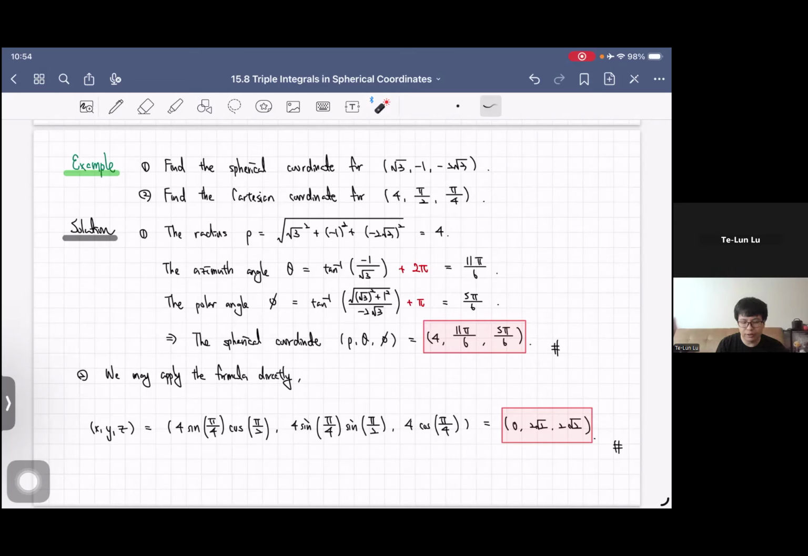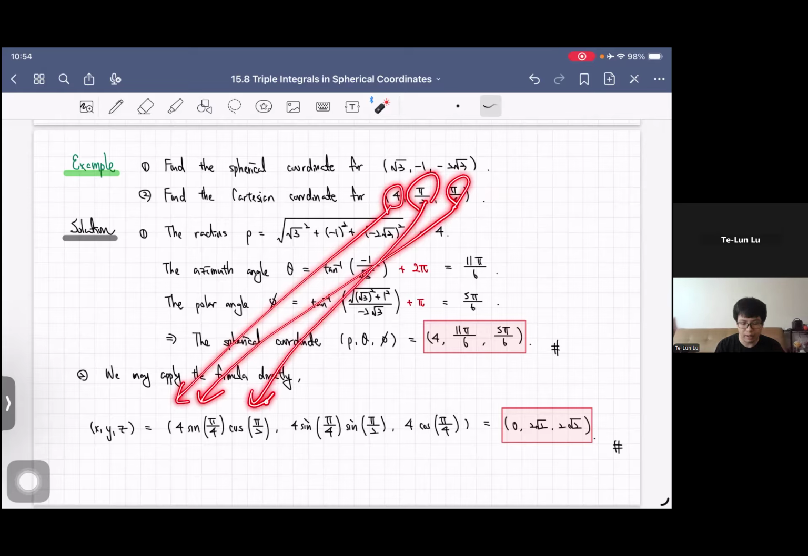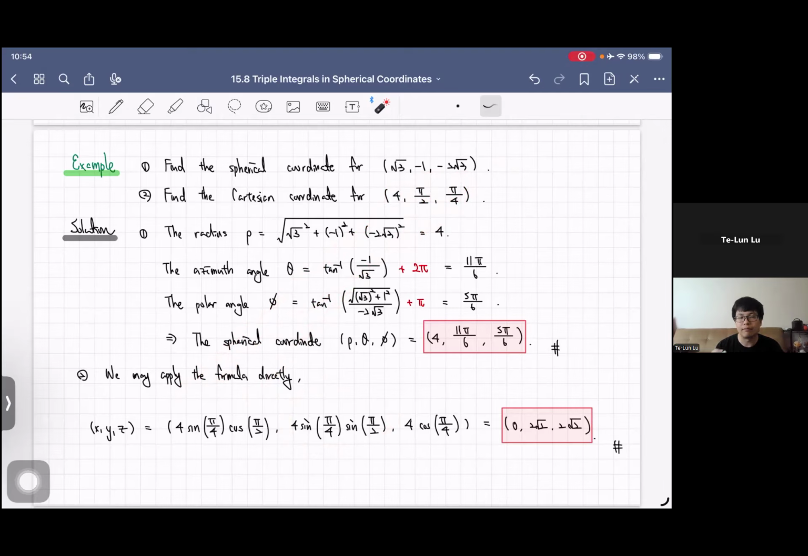Okay, and now translating from spherical coordinates to Cartesian coordinates is rather simple. So let us recall the formula. For x, it is rho sine phi cosine theta. And y will be rho sine phi sine theta, whereas z will simply be rho cosine phi, here 4 cosine phi. So plugging in the corresponding angles, pi over 2 and pi over 4, you get in this coordinate 0, 2 root 2, and 2 root 2.